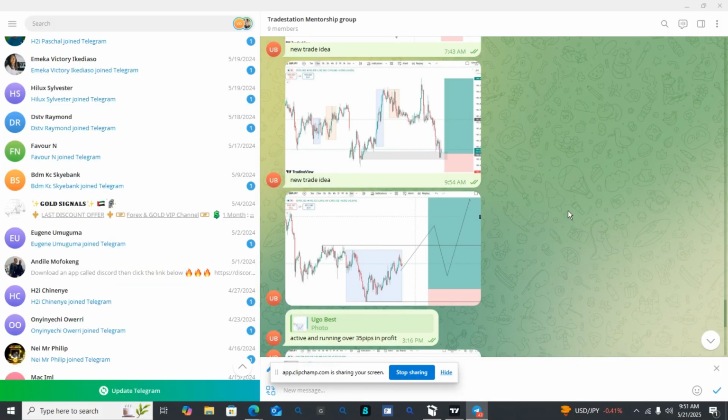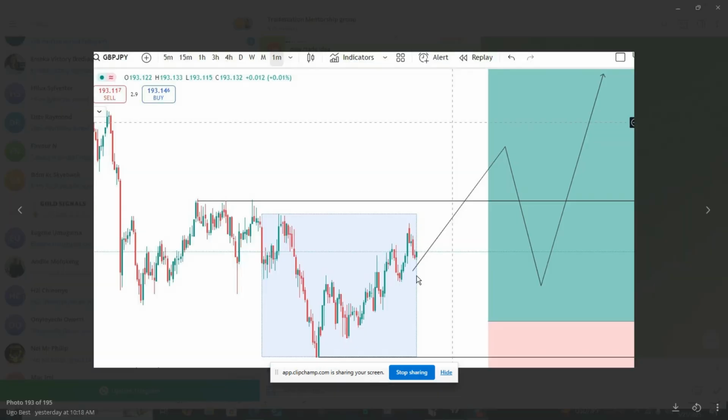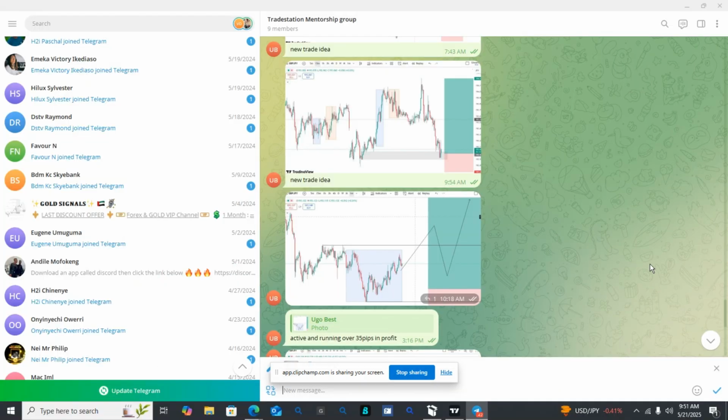The second way of taking this trade is coming down to the 1 minute time frame, which I also analyzed for them here. You can see when I draw this arrow, it means let price break and close above this zone, and as it retraces back into this zone, you pick your buy. And that is exactly what transpired yesterday. And we made over $600 in this trade alone.